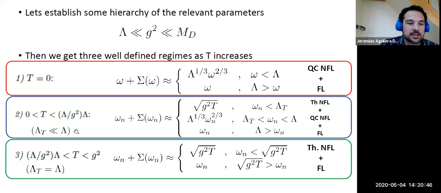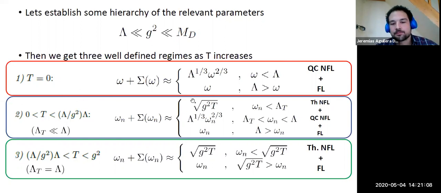More interesting is the second regime, which is valid in this range of temperatures. So the first observation is that the upper bound is not lambda, but it's a scale which is lower than lambda by means of this hierarchy. So this is a number which is lower than 1.